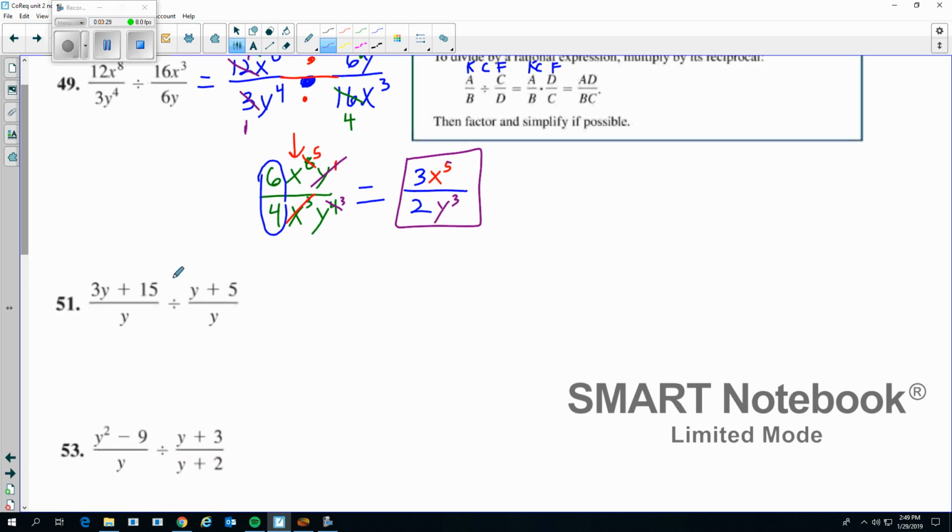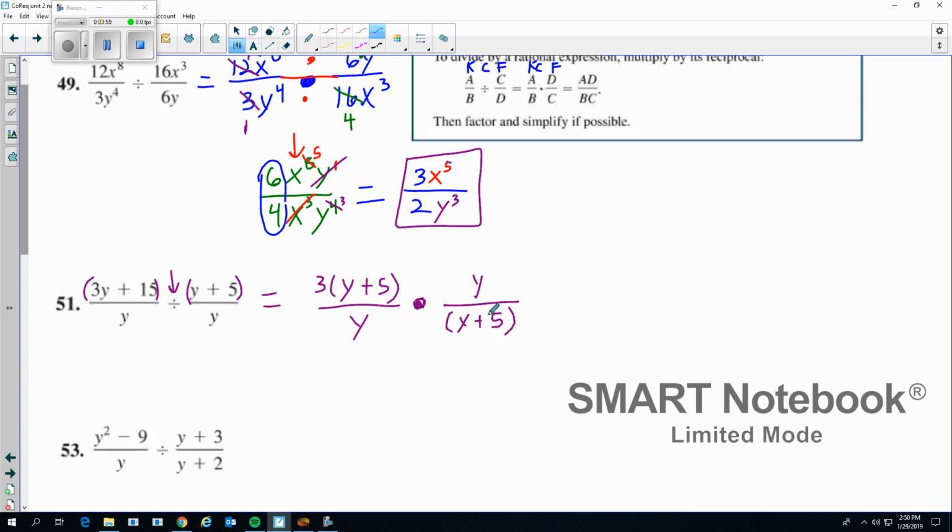Right here, we're going to change that to multiplication, and I'm going to put parentheses around that stuff. I might as well factor out the 3 right there, so I don't have to rewrite this whole thing. So 3 parentheses y plus 5 all over y, and then it's going to change to multiplication. And then the second fraction, the 5 is going to pop to the top, and the y plus 5 is going to go to the bottom.